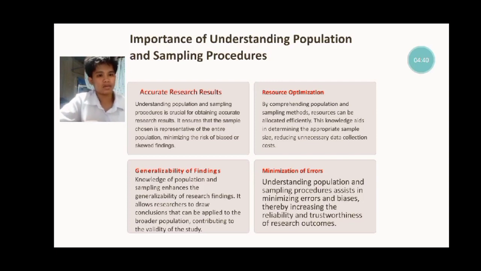The next one is resource optimization. By comprehending population and sampling methods, resources can be allocated efficiently. This knowledge aids in determining the appropriate sample size, reducing unnecessary data collection costs.